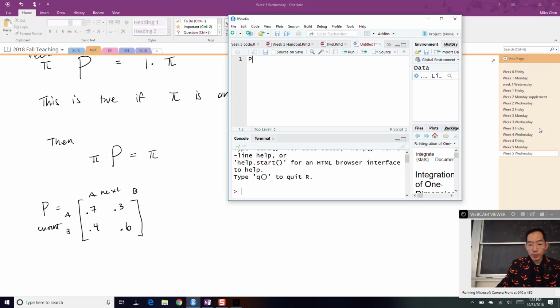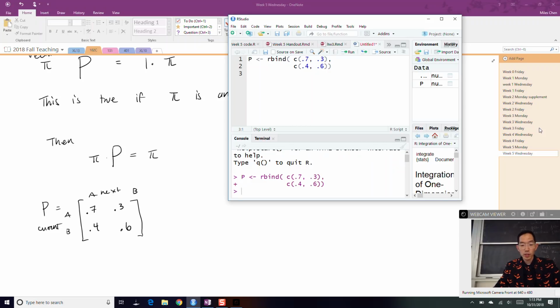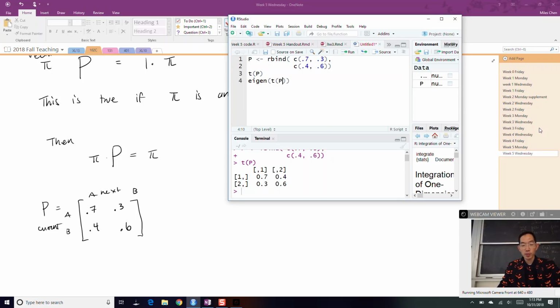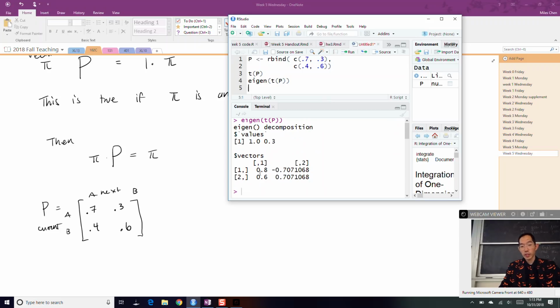All right, so P is going to be, let's rbind 0.7 and 0.3 along with 0.4 and 0.6. And then let's ask for the transpose of P. All right, so that's the transpose of P. And then we'll ask for eigen of the transpose of P. And we get 0.8, 0.6 for our first eigenvector.